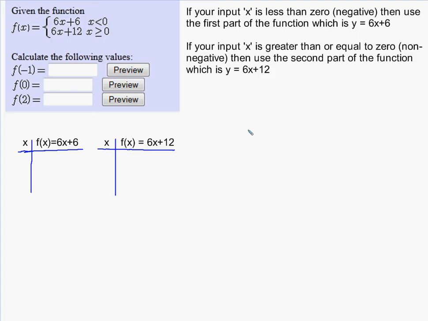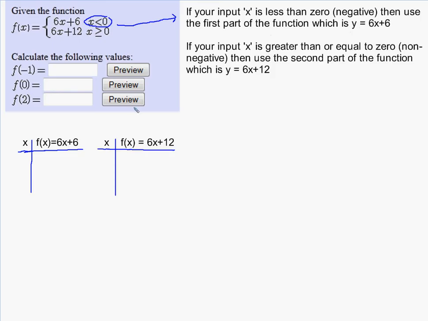And they're used in situations where one function alone or one equation alone isn't enough to describe the behavior that you're trying to describe. So this is the math notation. It actually ends up being very simple when you know how to read it, but it just looks awful when you see it for the first time. So what I've done here is I've translated the math notation into words. So basically this says if your input x is less than 0, then use the first part of the function, which is y equals 6x plus 6. So that's this table down here.